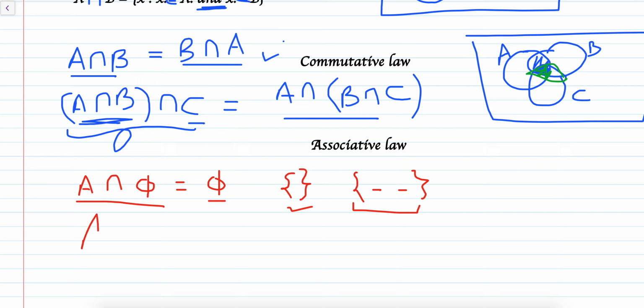And next property is intersection of a set with itself, it will give the same set, because suppose A has elements 1, 2 and 3 and we are finding the common elements between 1, 2, 3 and 1, 2, 3, so all elements are common because both are the same. So intersection with itself will always give the same set.